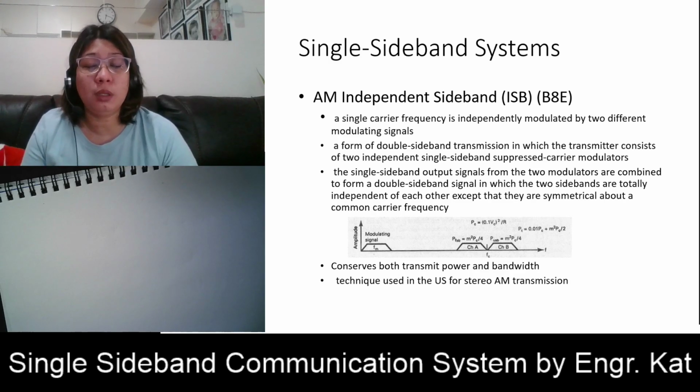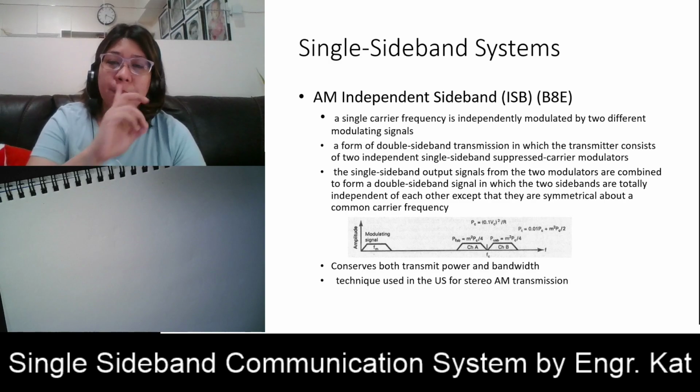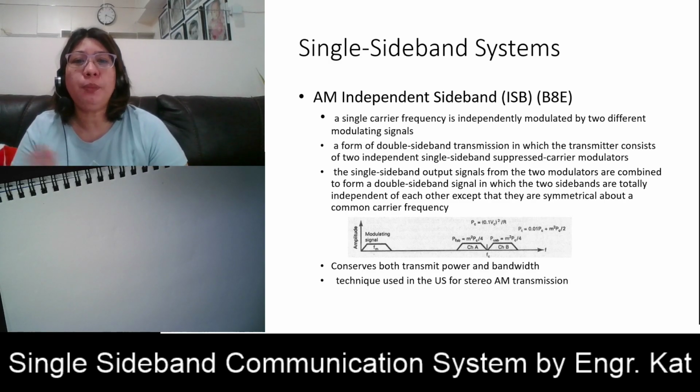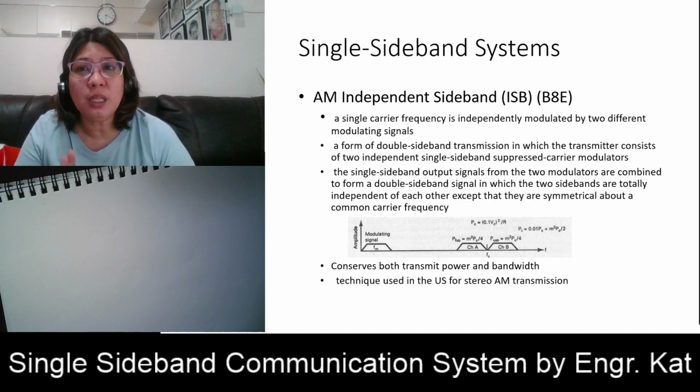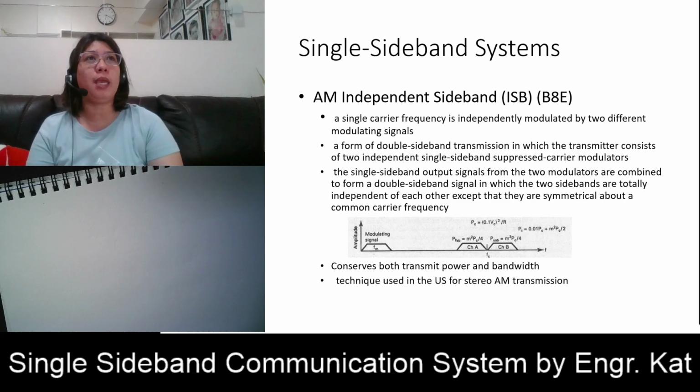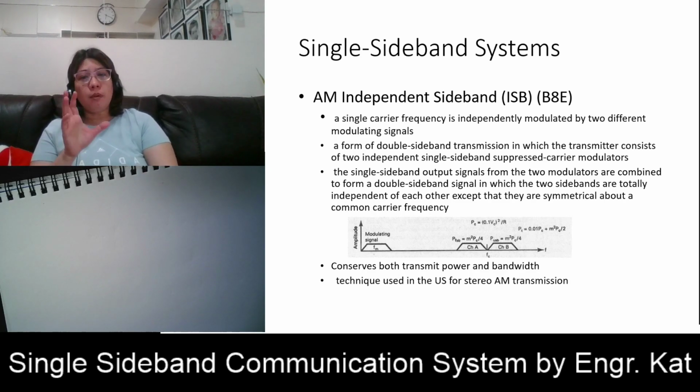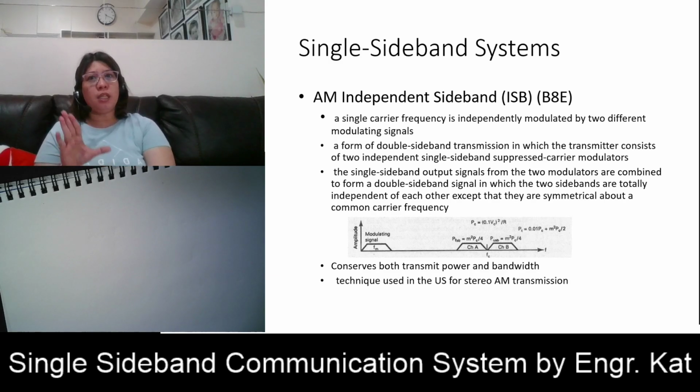The information that they contain is not similar, except that they are symmetrical about a common carrier frequency. So in this case, we conserve both the transmit power and the bandwidth. Why? Because using the same bandwidth as conventional AM, you have already transmitted two different channels.